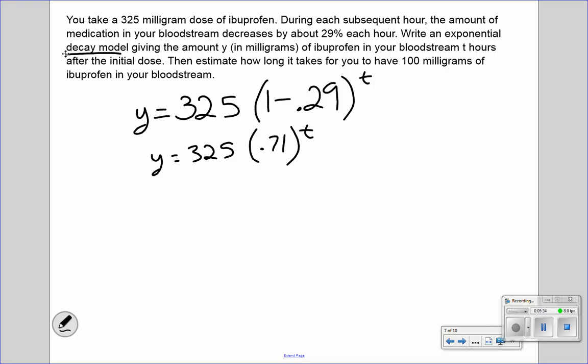Now, it asks us to estimate how long it will take for you to have 100 milligrams of ibuprofen in your bloodstream. Once again, we can plug this into our calculator and trace until we get y equals roughly 100, and that's after roughly 3.4 hours.